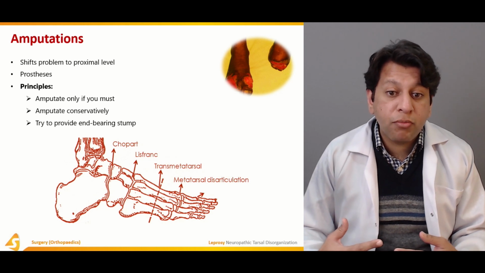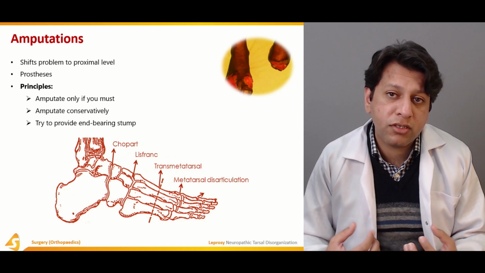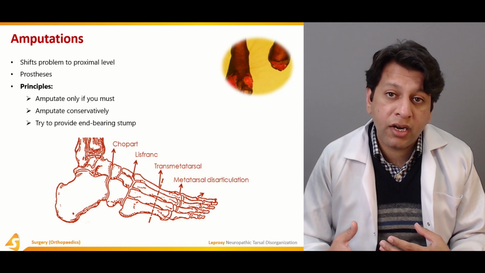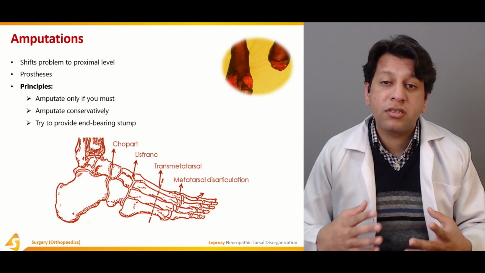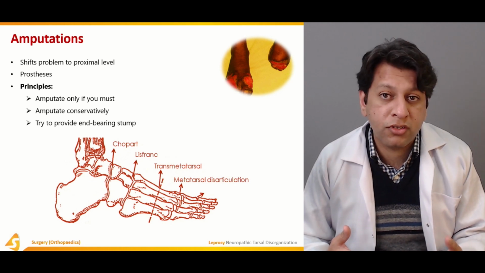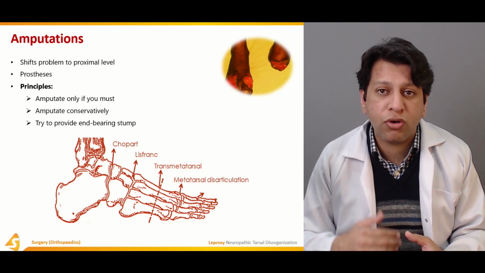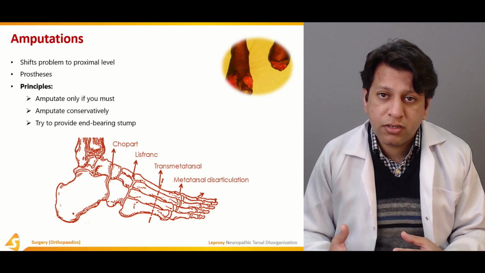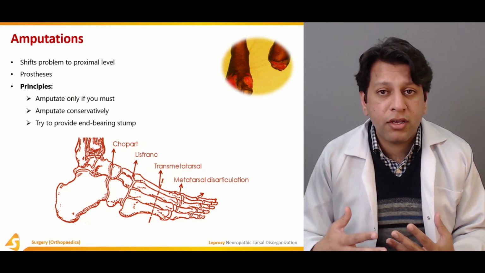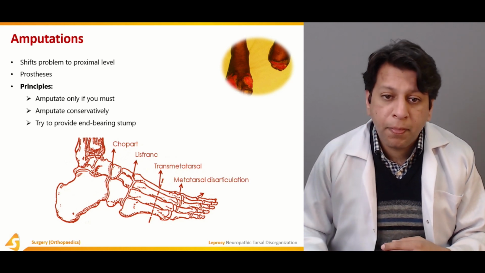So try to provide an end-bearing stump. For example, in the case of a Syme or Boyd amputation, although it is a good amputation in that you don't need a prosthesis with it, the problem is continuous ulceration, despite the patient not using a prosthesis. So we have to understand that we have to give that kind of amputation, but energy conservation is there as well along with this amputation, plus the patient is able to carry out his or her daily activities after fitting with the prosthesis.